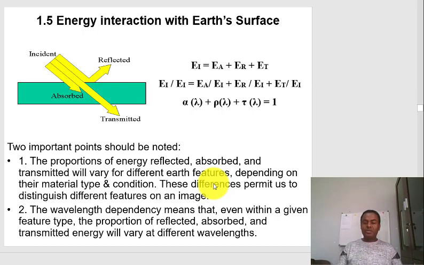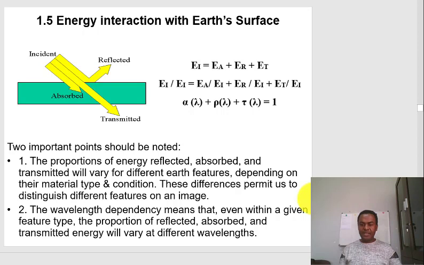And the second important point that you should note is the wavelength dependency. The first one is object dependency of that proportion, and the second one is wavelength dependency. Now let's take a look at the same object. Let's assume the object is forest. Even if the object is the same, the amount of reflected, absorbed, and transmitted energy will vary from wavelength region to wavelength region. Okay, this is called wavelength dependency. Different objects will display different amounts of reflectance at different wavelength regions. For example, if your object is forest, the amount of reflected energy in the near infrared portion of the spectrum is very much higher than in the visible portion of the spectrum. Okay, this is a peculiar characteristic of forest reflectance.